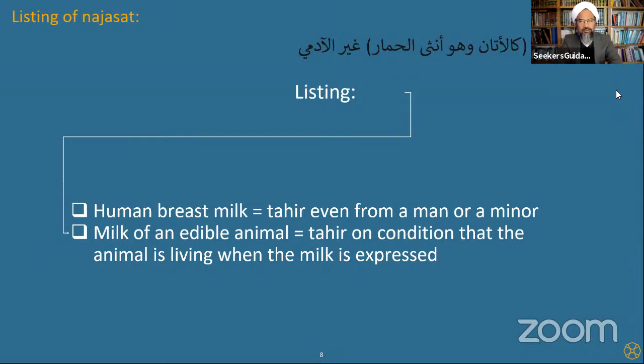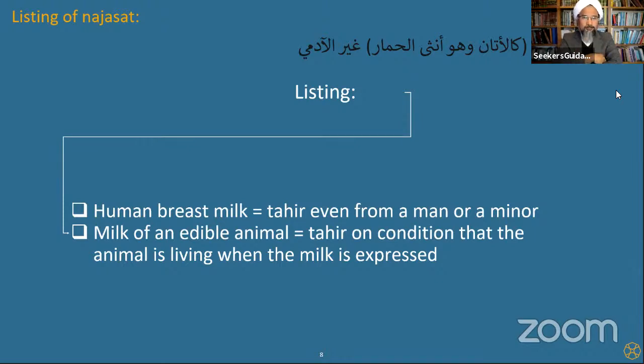So here we have a listing in terms of, again, permutations. I hope I'm getting that word right, inshallah. Human breast milk would be pure, tahir, even from a man or a minor, in the highly unlikely event that a male person's chest, bosom, swells up with breast milk. That particular breast milk would be considered as pure. If it's a minor, a small girl having not reached the age of puberty, her breast swells up with milk, that milk would be considered to be pure. So if you want to wrap that up, breast milk from a human being unrestrictedly, irrespective of the status of that particular human being, whether it's a male or female, whether it's a minor or a major, the breast milk would be considered to be pure, and Allah SWT knows best.